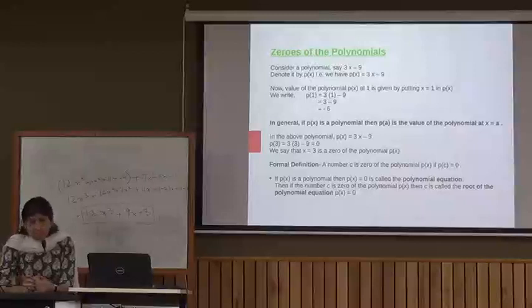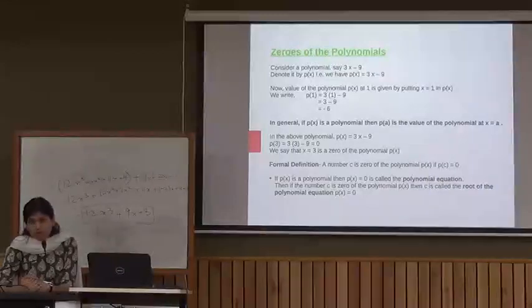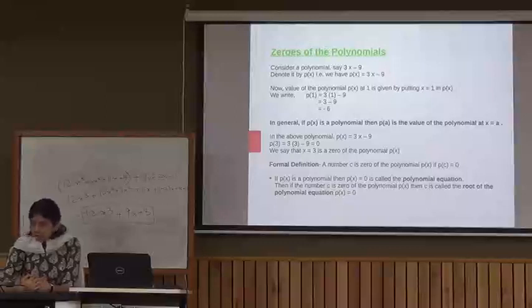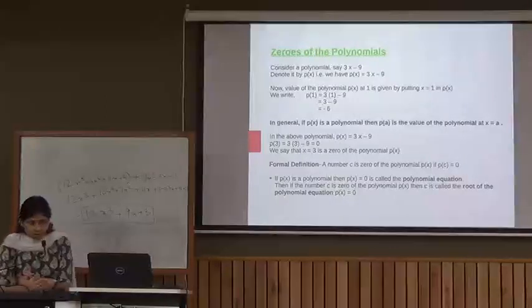Now, friends, note that if p(x) is a polynomial, then p(x) is equal to 0 is called the polynomial equation. Therefore, if we say that c is the zero of the polynomial, then we can also say that c is the root of the polynomial equation p(x) equal to 0.